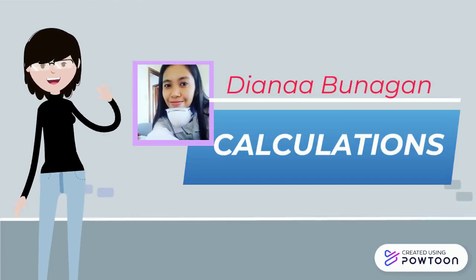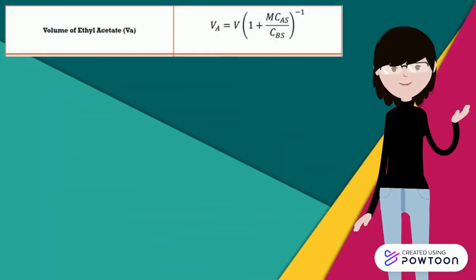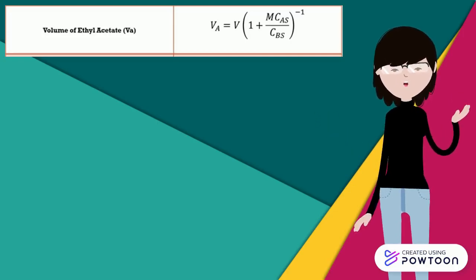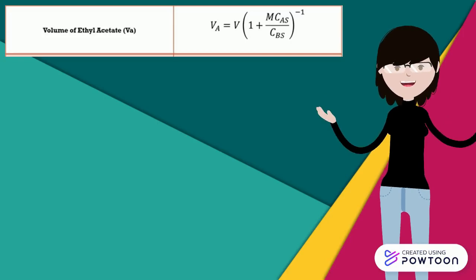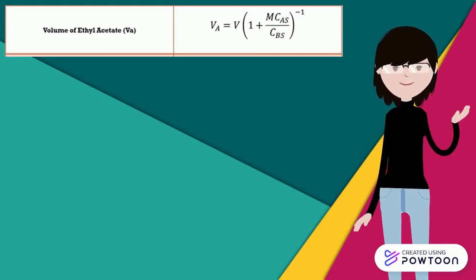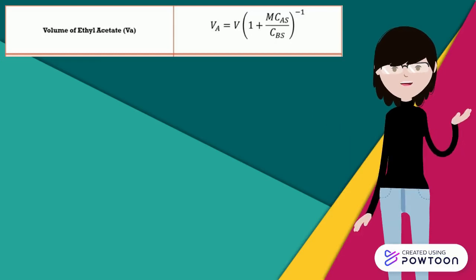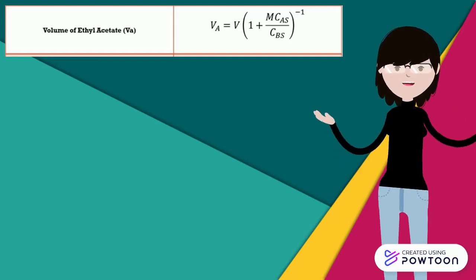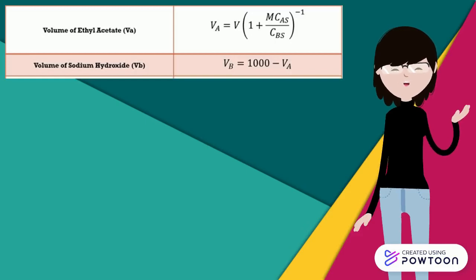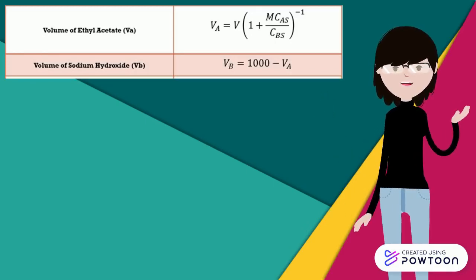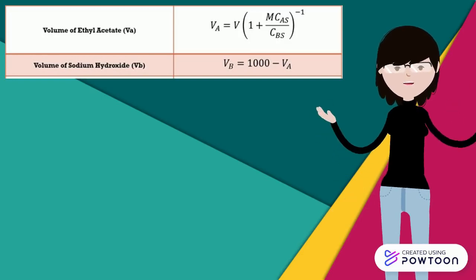For the calculations, let's go back to Diana. Tabulated formulas were provided. Total volume times (1 plus molar ratio times stock concentration of ethyl acetate divided by stock concentration of sodium hydroxide) raised to -1 is equal to the volume of ethyl acetate. While the volume of sodium hydroxide can be obtained by subtracting the obtained volume of ethyl acetate from the total volume, which is 1000 milliliters.